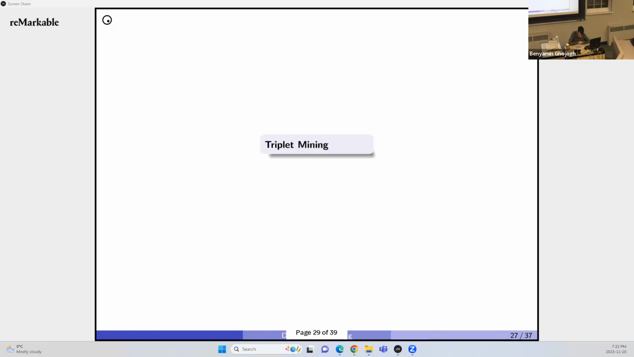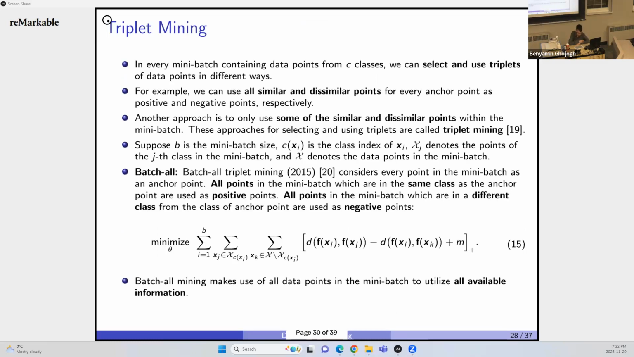Triplet mining. By the way, feel free to interrupt me whenever you have any question, right? In every mini batch containing the data points from C classes, we can select and use triplets of the data points in different ways. So when we want to generate the triplets, one way to do that is to generate them randomly. What do I mean? Get anchor randomly from the batch, and then for that anchor to generate the positive, you can randomly select one of the points from the same class, right? Also get negative randomly from another class, right? This gives you the triplet.